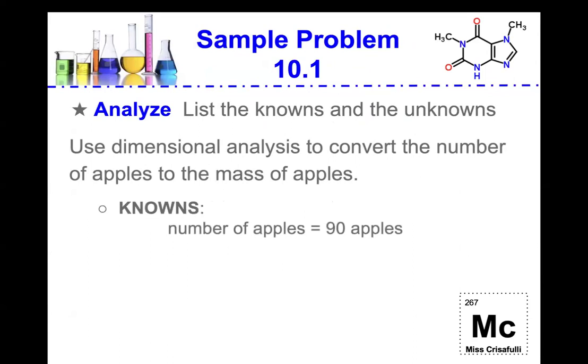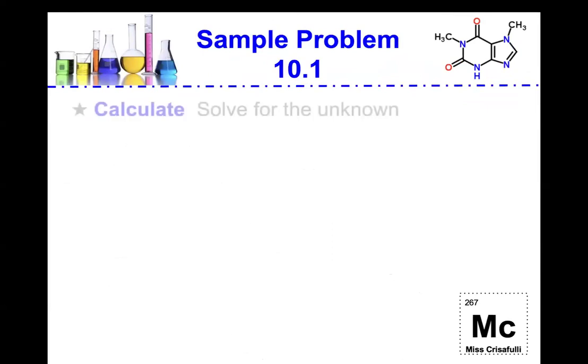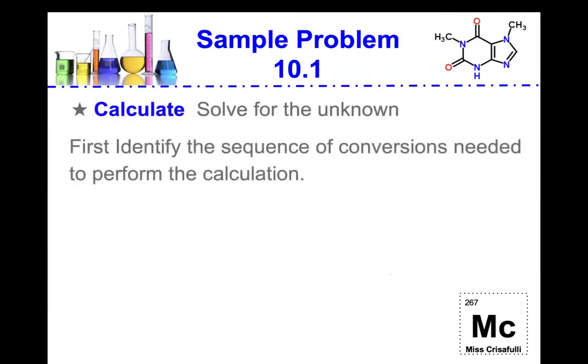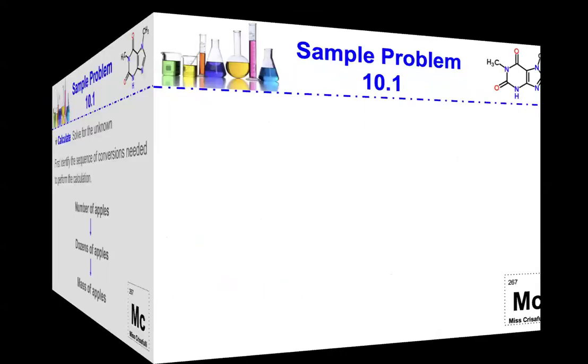We know that the number of apples is 90, that 12 apples is equal to 1 dozen apples, and that 1 dozen apples is equal to 2 kilograms of apples. We're supposed to find the mass of 90 apples in kilograms. We'll solve for the unknown by identifying the sequence of conversions needed. The number of apples, we have to convert to dozens of apples, and then convert that to the mass of apples.